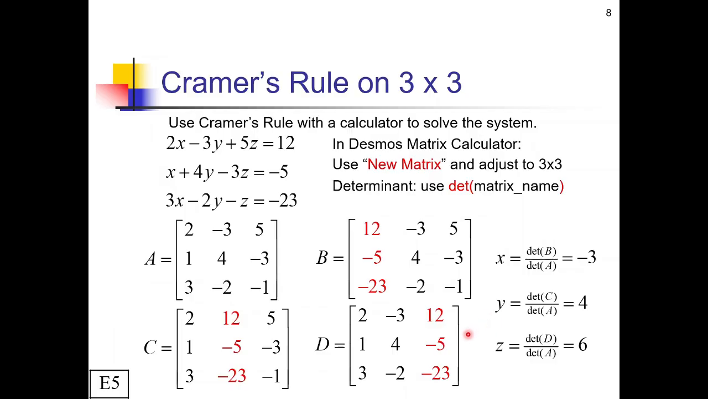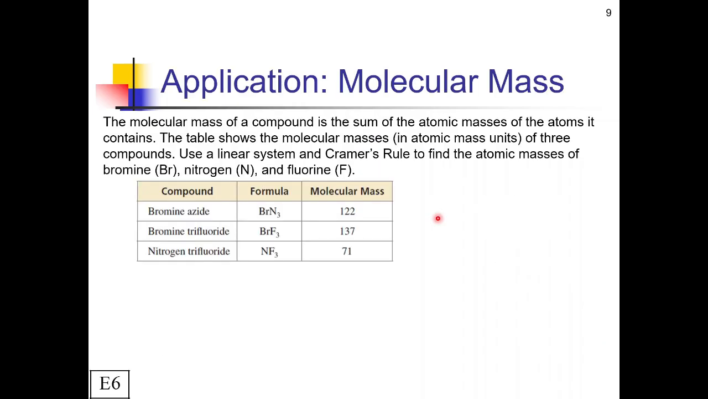And then, just like we did with the 2 by 2 system, we're going to write this as an ordered list. So -3, 4, 6. For our last problem, we're going to do a real-life application of solving systems with Cramer's rule.